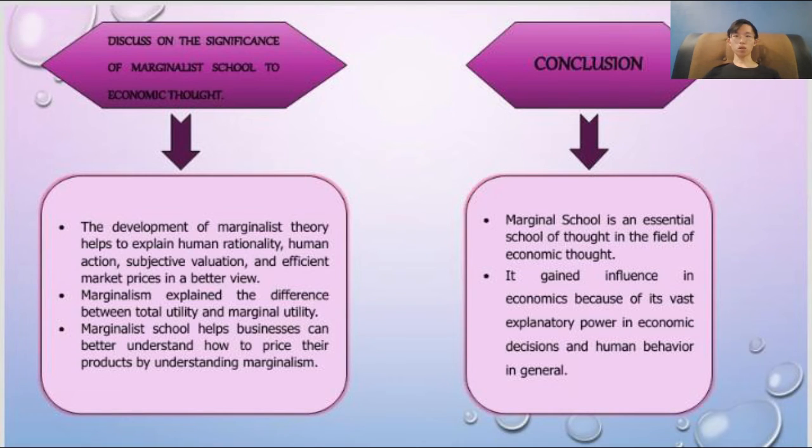Today I would like to talk on the significance of the marginalist school to economic thought and the conclusion for our whole group assignment. I found out that there were several benefits brought by this school. First of all, the development of marginalist theory helps to explain human rationality, human action, subjective valuation, and efficient market prices in a better view. It particularly explains what affects consumers while making economic decisions.